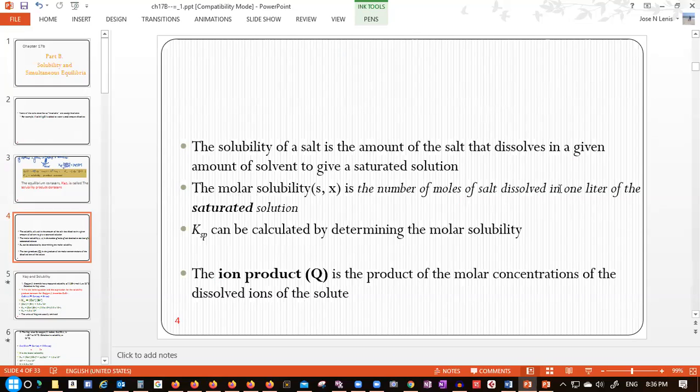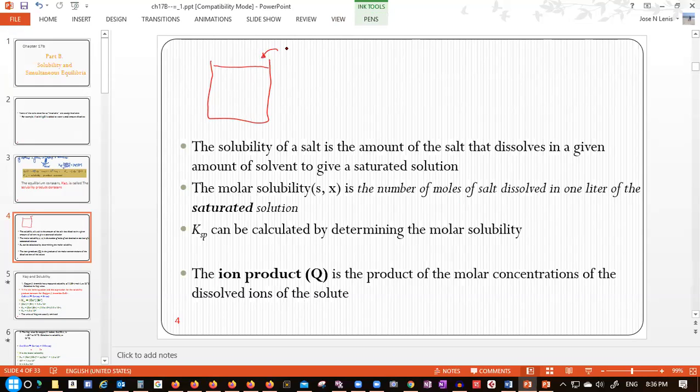The molar solubility that we represent using letters S and X is the number of moles of salt dissolved in 1 liter of the saturated solution. So the solution must be saturated. How do you achieve that? So we have this. We have water, pure water, then you add the salt.